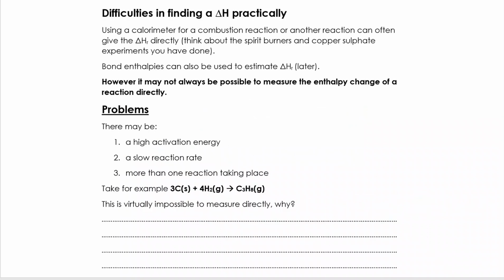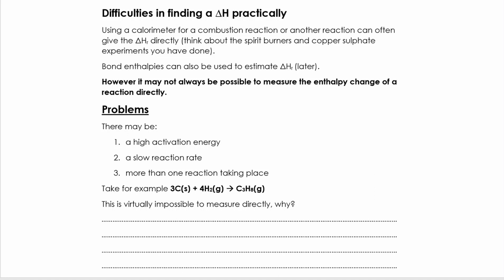So let's take a look at why we might need to use Hess's law and Hess cycles. Take a look at the equation that has been given here. You've got some reasons why we might not be able to do something practically. The activation energy might be far too high. The reaction might be far too slow. It might be multiple reactions take place. Which of those do you think is the case when we look at the equation in bold here? 3 C plus 4 H2 goes to C3H8. Why can we not measure that directly?